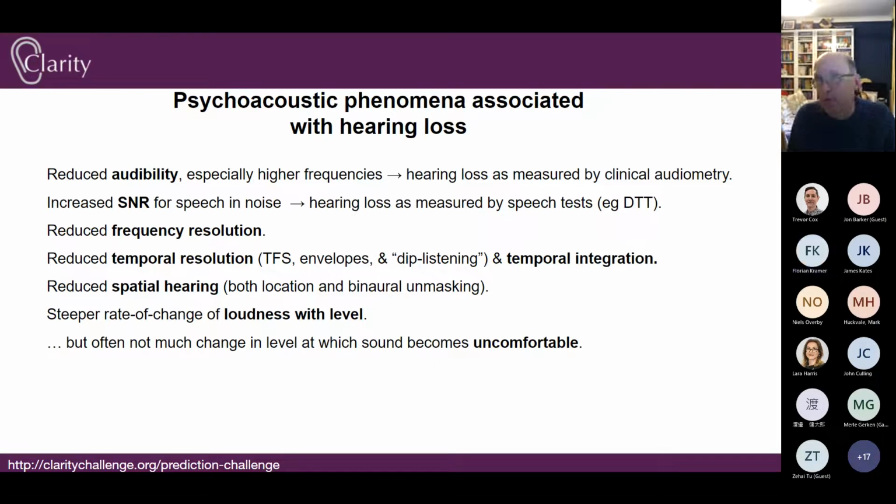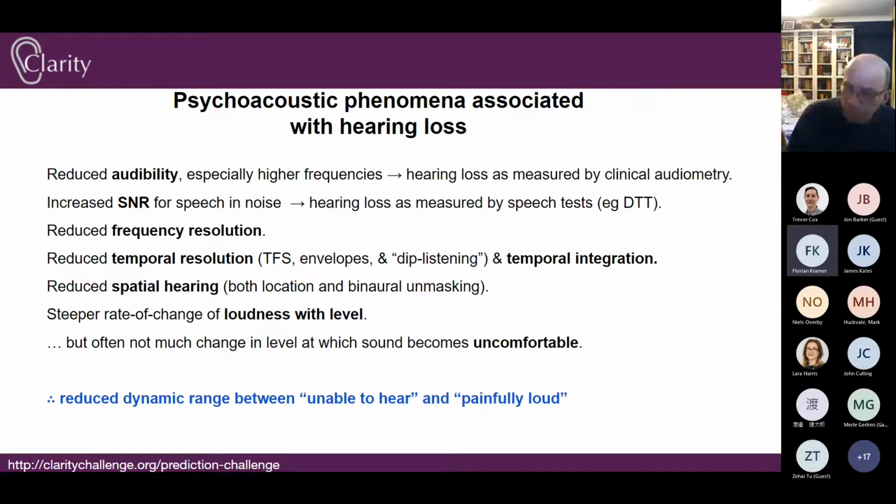But there isn't actually that much change in the level at which sound becomes uncomfortable. Whether you have normal hearing or hearing impairment, sounds around 100, 110 dB start becoming a little bit discomforting, a little bit painful. That doesn't change very much with hearing impairment.